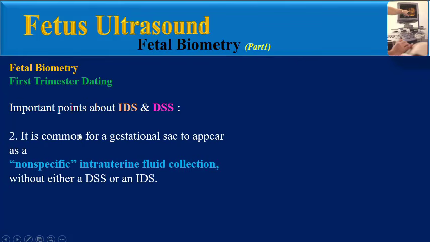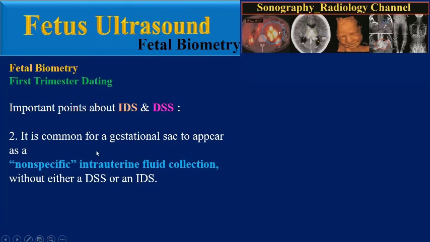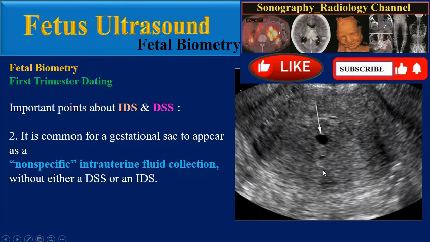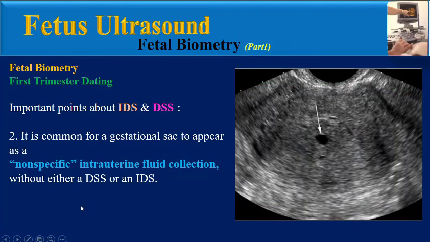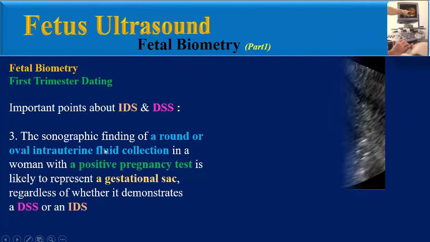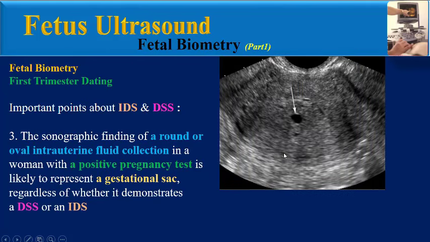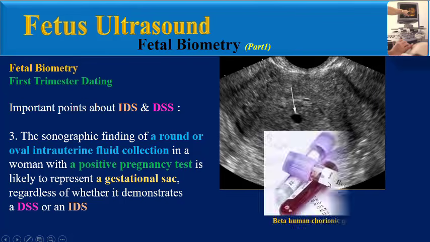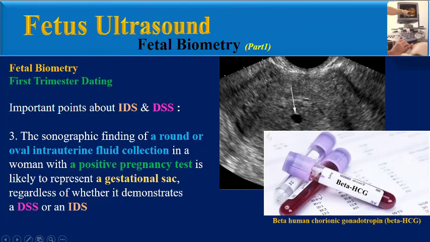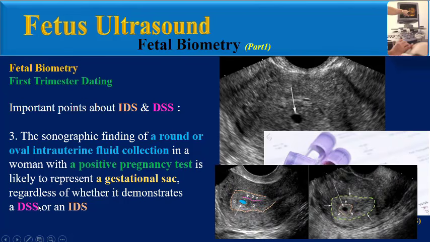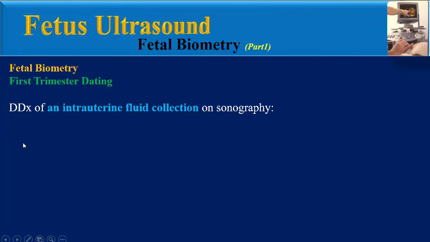Another important point for these signs: it's common for a gestational sac to appear as a non-specific intrauterine fluid collection without either of these signs. The sonographic finding of a round or oval intrauterine fluid collection in a woman with a positive pregnancy test is likely to represent a gestational sac, regardless of whether it demonstrates these signs or not. Is there any differential diagnosis for an intrauterine fluid collection on sonography?